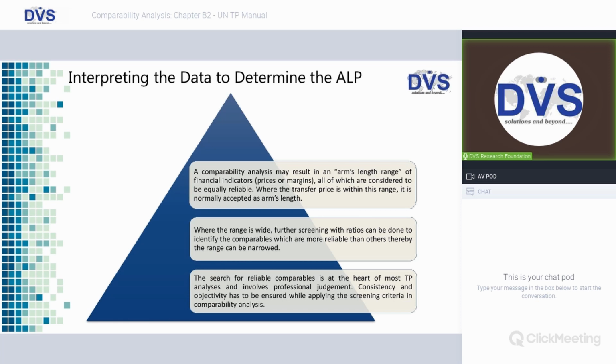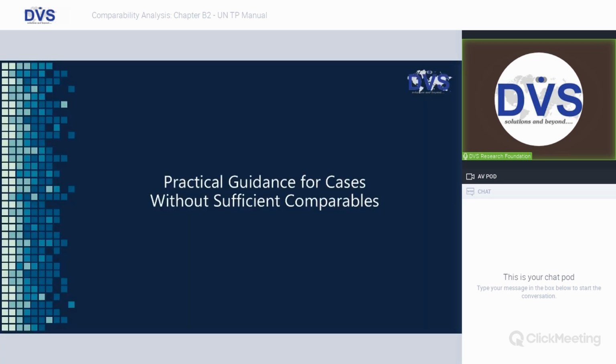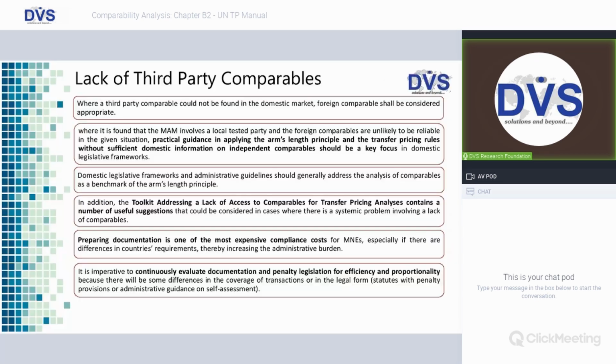Interpreting the data. Once we get the final set of comparable companies, then the financial analysis comes into the picture, using 2 years or 3 years of data based on the methods which we used. If the comparable companies are 6 or more, then a range would be used instead of a simple arithmetic mean, and through that we will arrive at a price. If fewer than 6, then one particular price.